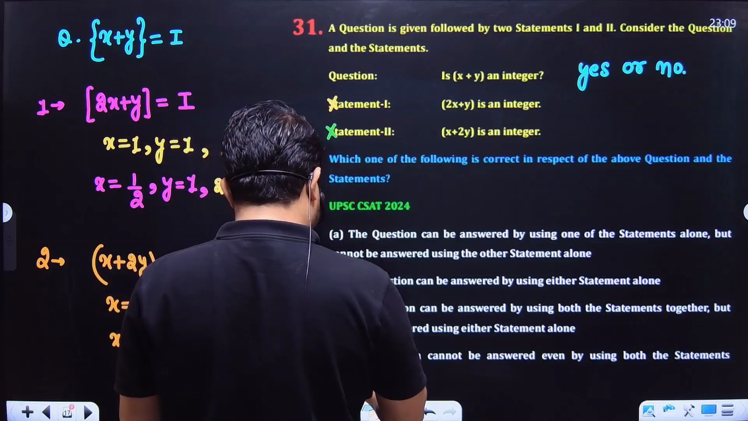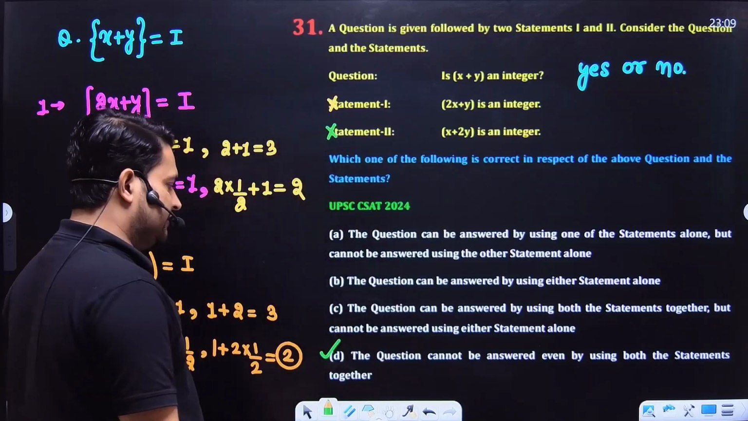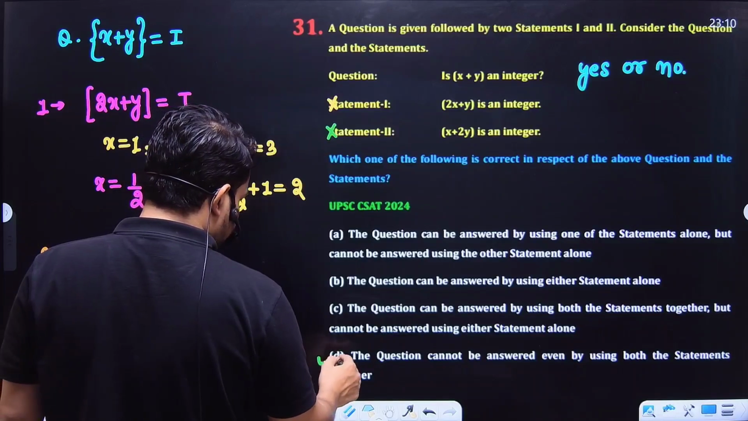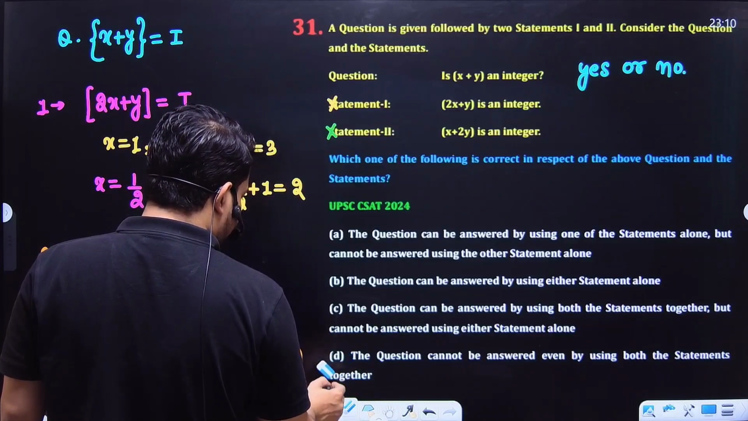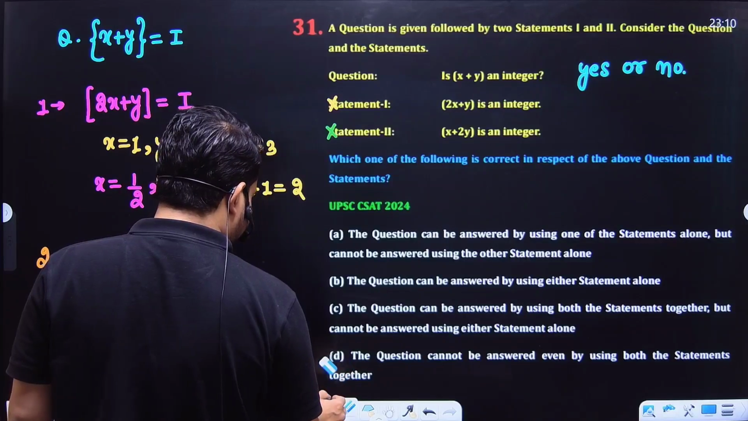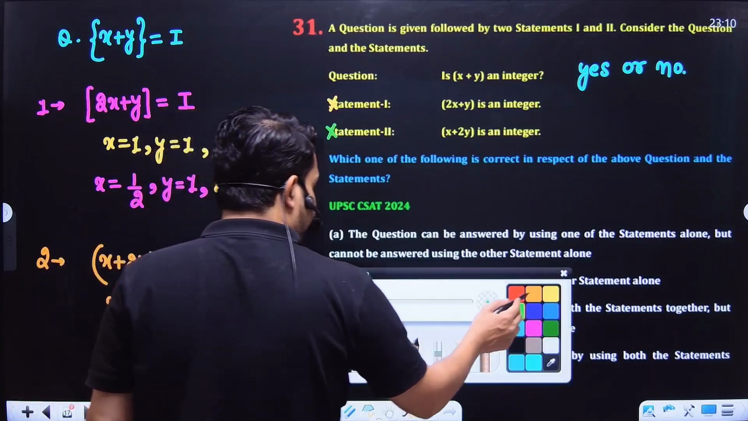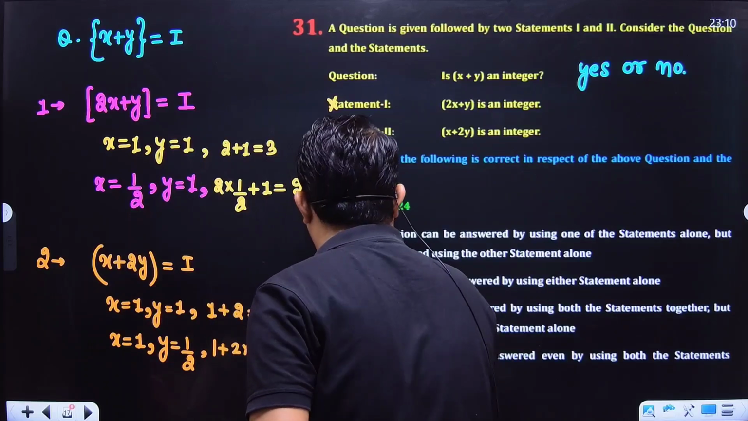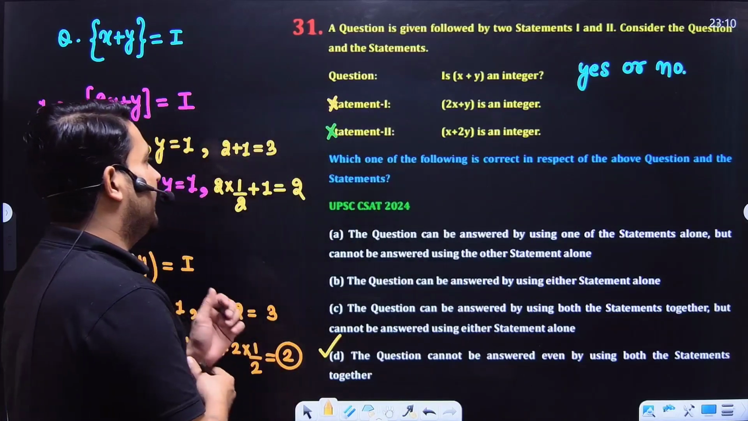Both the statements together are not sufficient to answer this question. And I cannot add them, because there is no conclusion, because both the statements are symmetric. There is no conclusion if I add these two statements.